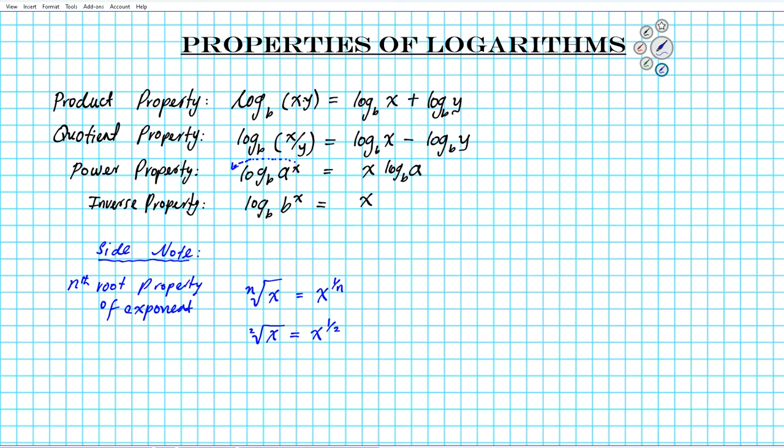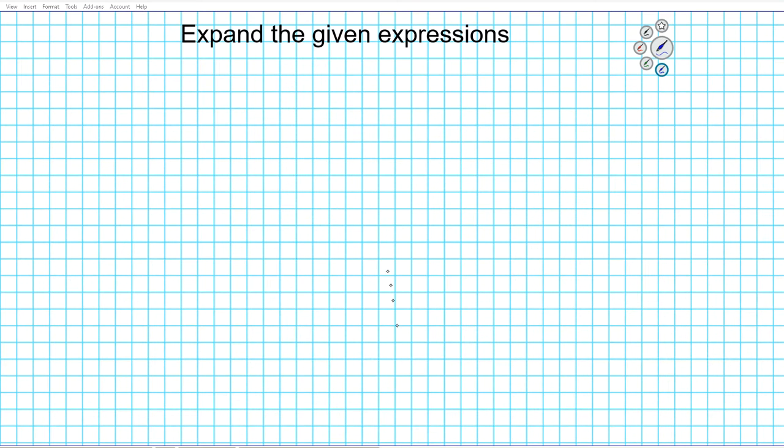The instructions for us are to expand the given expressions. So we have the following condensed logarithmic expressions. Let's start with question number 1. For problem number 1, let's say we have the log expression, log base 8 of u times v times w to the 4th power. How can we write that in expanded form?